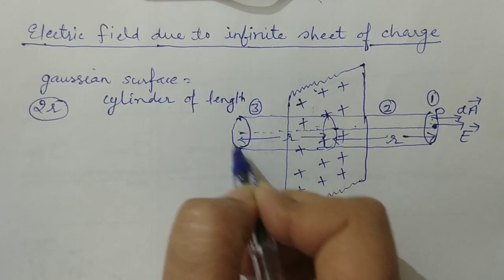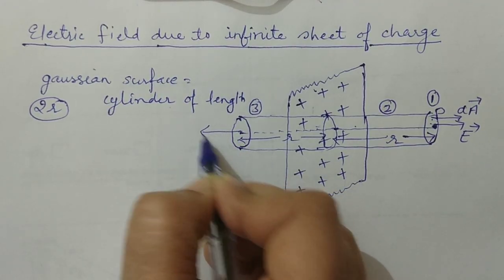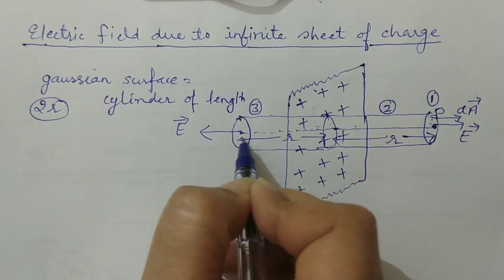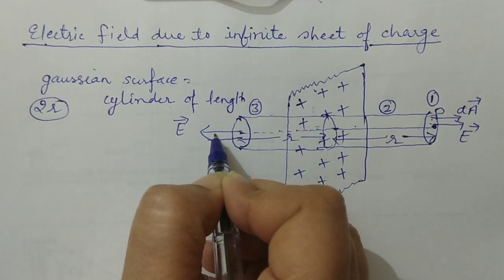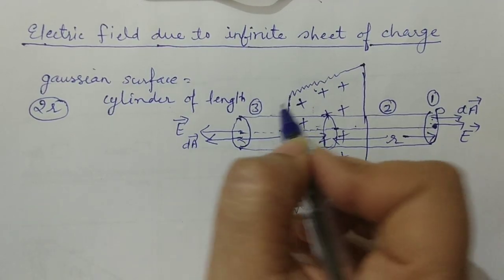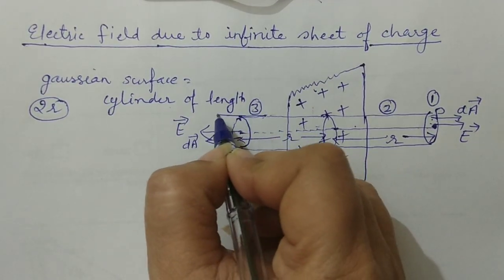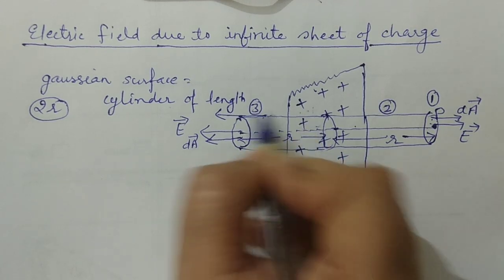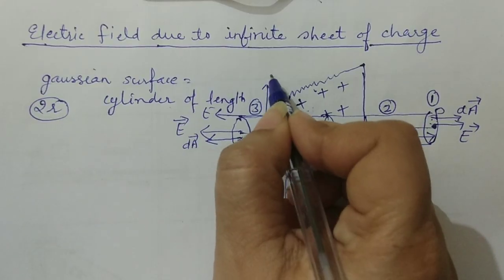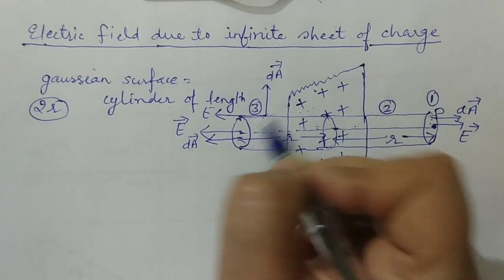Now same way, for this cross section, electric field is outside and area vector of this cross section is also in the same direction. For curved surface, electric field is here because it will be away from positive charge, and for curved surface, area vector is in perpendicular direction.